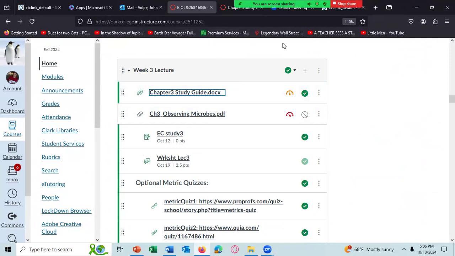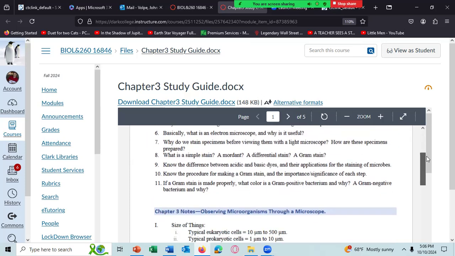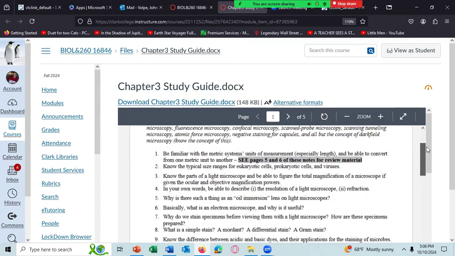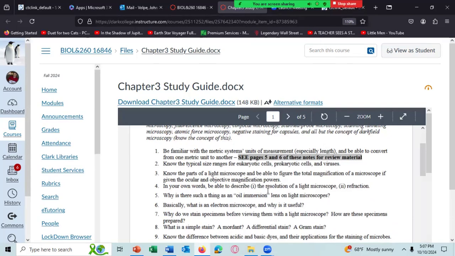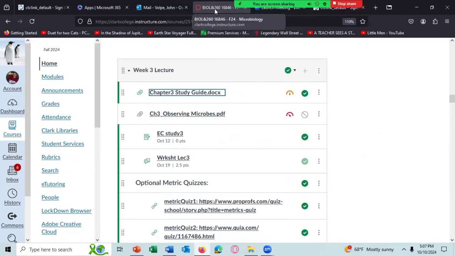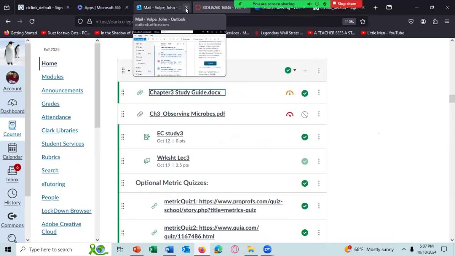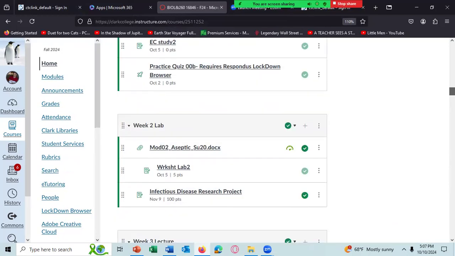Now, where did that go? There it is. So there are 11 objectives for this chapter. Now, some of them, of course, have more than one question in it. Let's go ahead and close that because I'll get noise when an email comes in. And while I'm here, I can open up chapter 2.